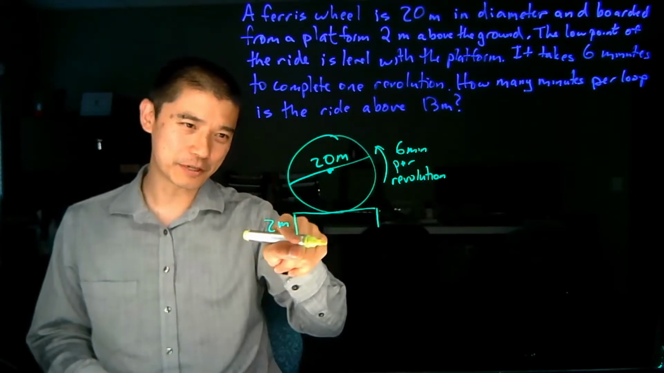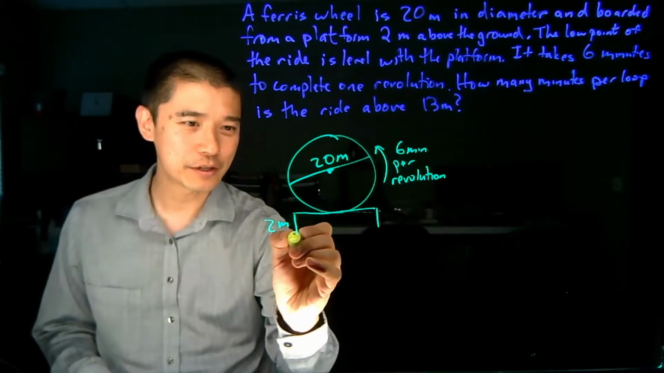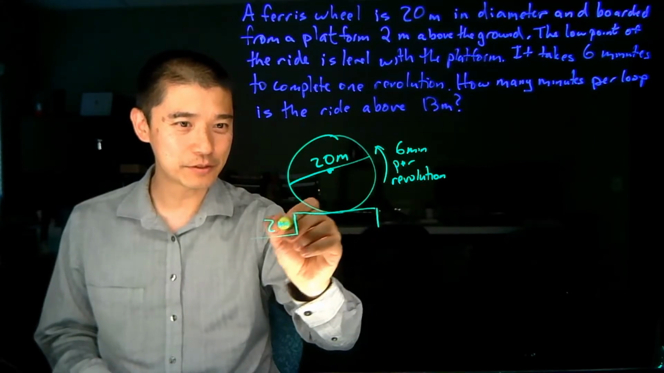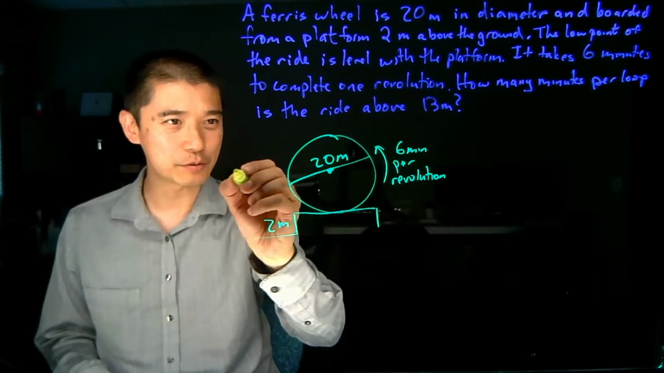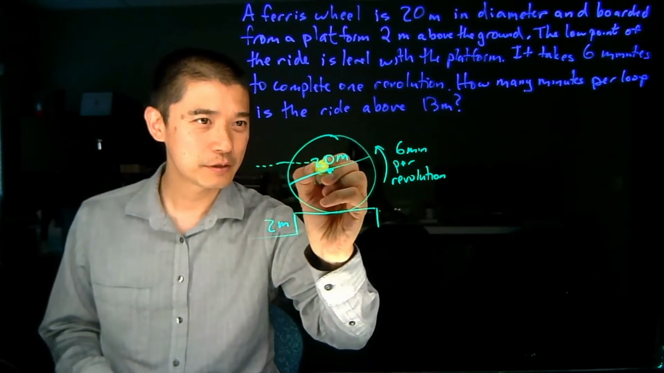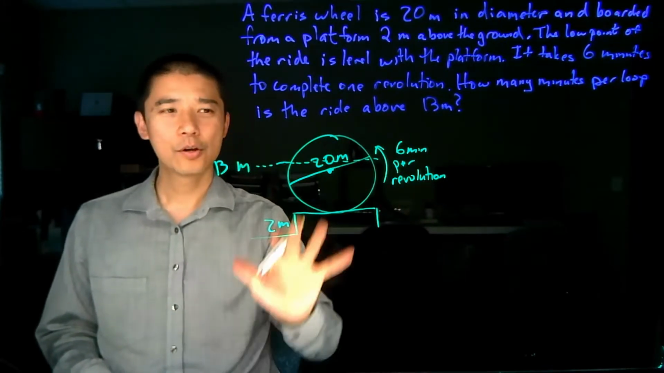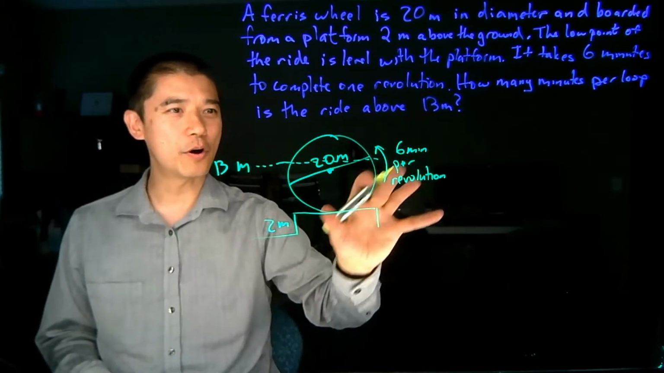So now I have to go think about where's 13 meters from the ground. Well, we have a diameter of 20 meters, so that means the radius is 10 meters. 2 plus 10 is 12, so it's just above the center. So here's 13 meters. Here's the full picture with all the information written down.